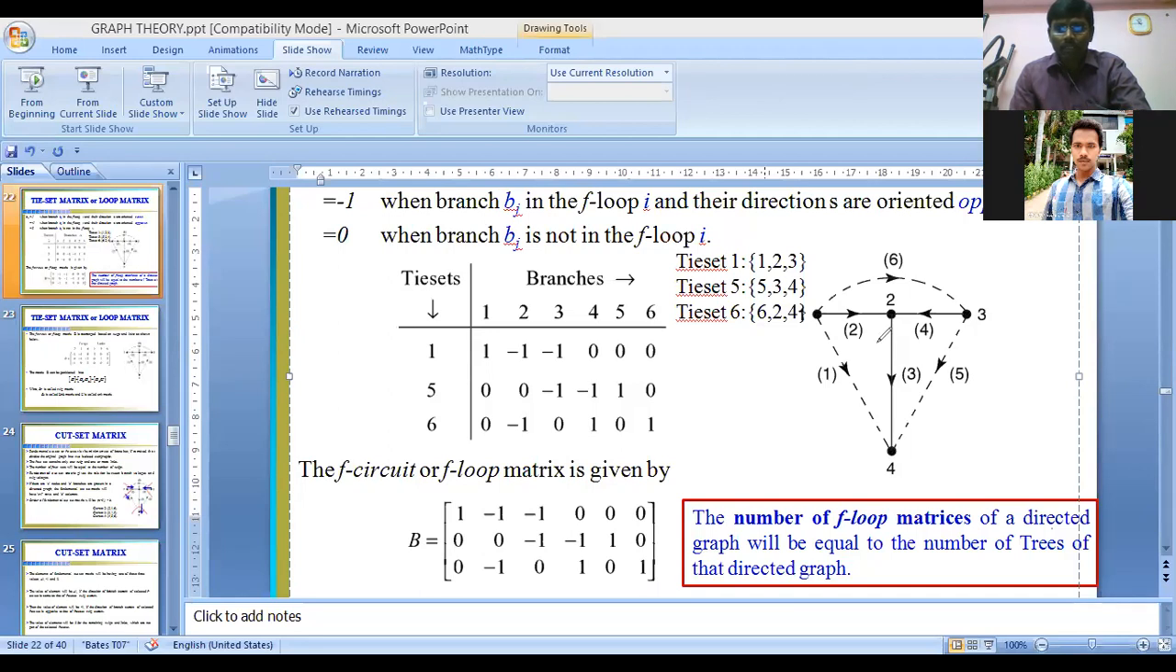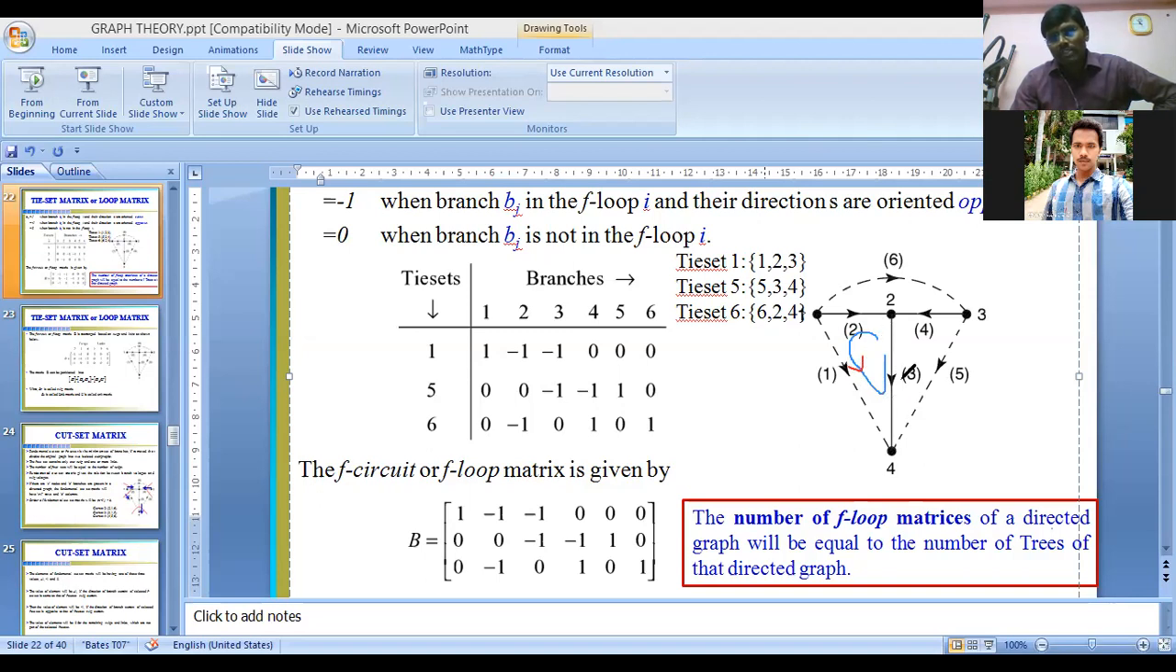So if you take this loop, the loop direction will be the direction of the link. So therefore here, see here, the loop direction is the direction of the link.